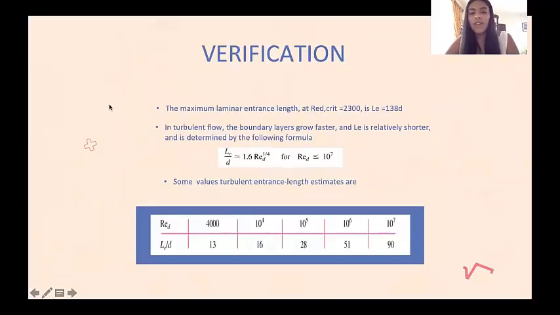In the laminar part, the maximum laminar and transition number, we have the important critical Reynolds and LE equal to 1038 D. In a turbulent flow, the boundary layers grow faster, and LE is relatively shorter, and is determined by the following formula. And third, some values for turbulent flow and entrance length estimate are the relation of the Reynolds number at the second parameter.